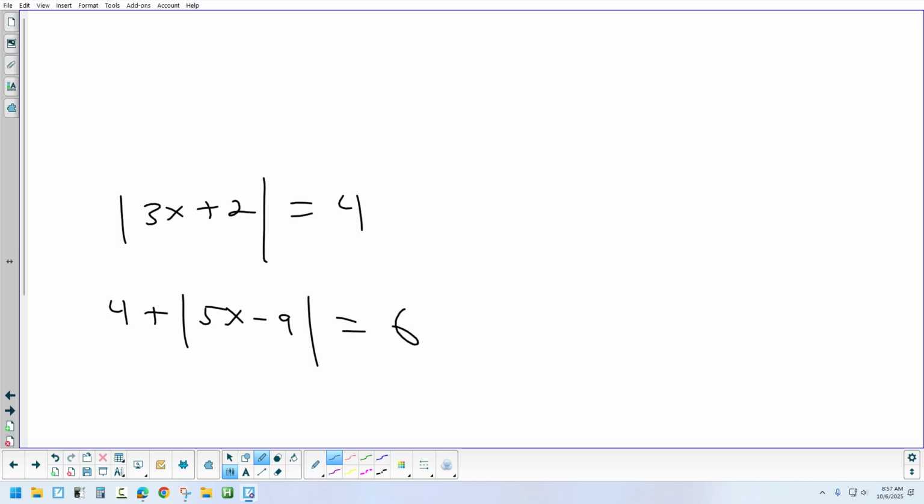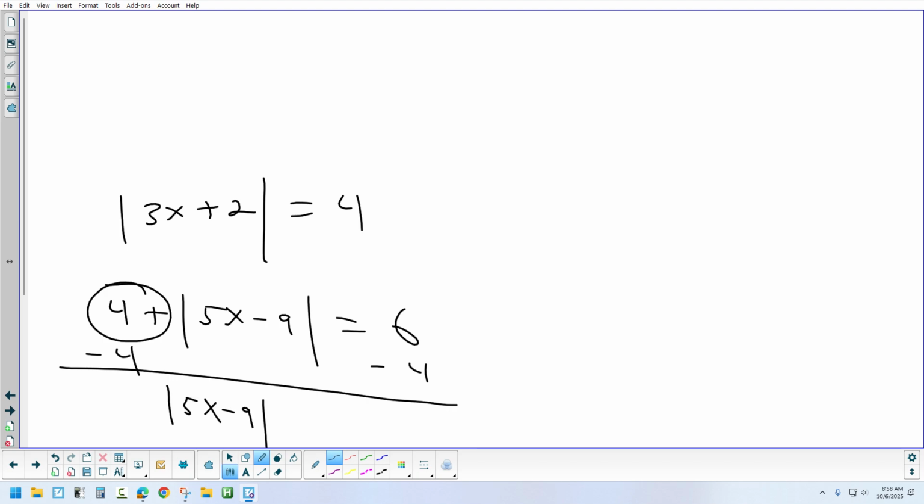How come in the second one the absolute value isn't by itself? Yeah, it's got this plus 4. Okay? So the first thing we'd have to do on this problem is minus 4 from both sides, and then that would isolate the absolute value. I'm not going to solve this one. I'm just showing you how you would isolate the absolute value.